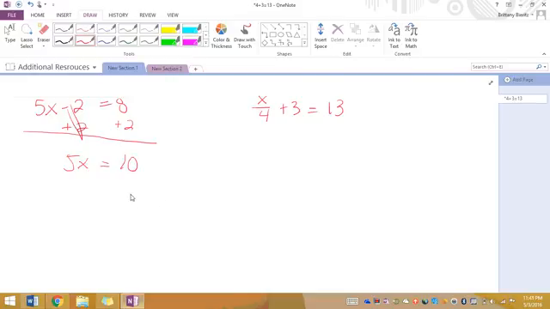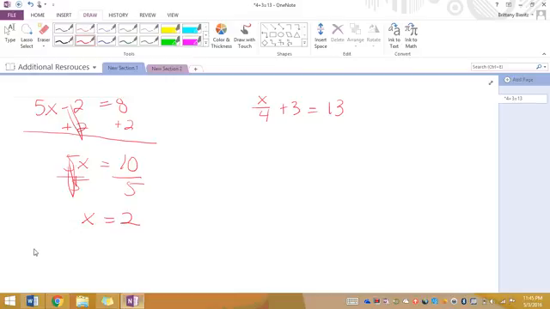Now what's pretty nice here is we've got a one-step equation. 5 times x is equal to 10. Well, x is being multiplied by 5. Let's do the opposite to both sides, which is to divide by 5. That takes care of the multiplication by 5. So we're left with x is equal to 2.